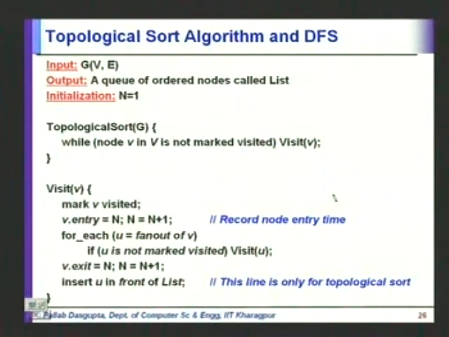This is the algorithm pseudocode. So we maintain a queue of ordered nodes called list. We initialize n to 1, and then this is the topological sort algorithm, which simply looks for nodes in V which are not marked visited, and then it visits V. Now, you see here, when we look for node V which is not marked visited, we are not necessarily looking for nodes which have in degree 0. We are not necessarily doing that.